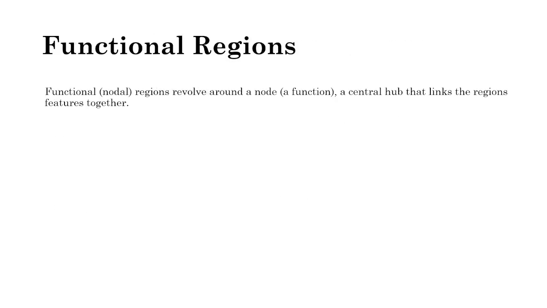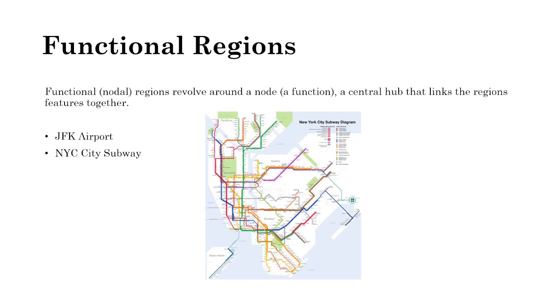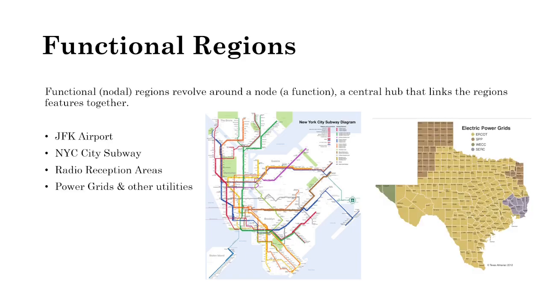What about functional regions? Functional regions are also called nodal regions because they revolve around a node, a function, that essentially serves as a hub that links the region's features together. So an example would be JFK Airport. The airport is the node, the function, but the region consists of all the flight paths that depart and arrive at the airport. The New York City subway system also is a functional region, as well as radio reception areas and power grids and other utilities in an area. The function is the power grid and the region is the area that the power is given to.